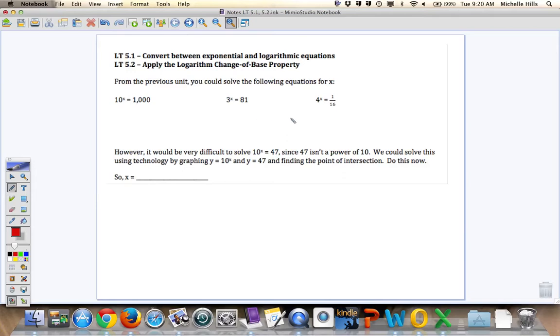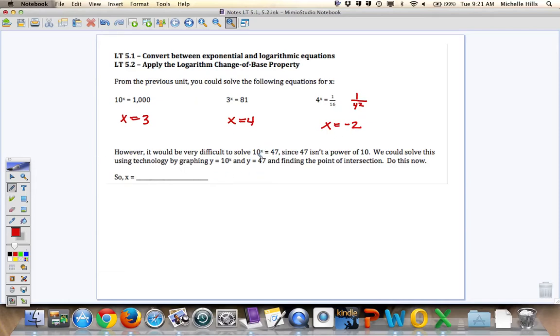So we don't need logarithms for a lot of things. If it says 10 to the x power equals 1,000, then x equals 3 because 10 to the third power is 1,000. If 3 to the x power is 81, then x equals 4 because 3 to the fourth power is 81. Now 4 to the x power is 1 over 16. 16 is 4 squared, so this is like 1 over 4 squared, which means x is negative 2, because I'd want to move the 4 down to the denominator and square it. The negative is going to move it to the denominator.